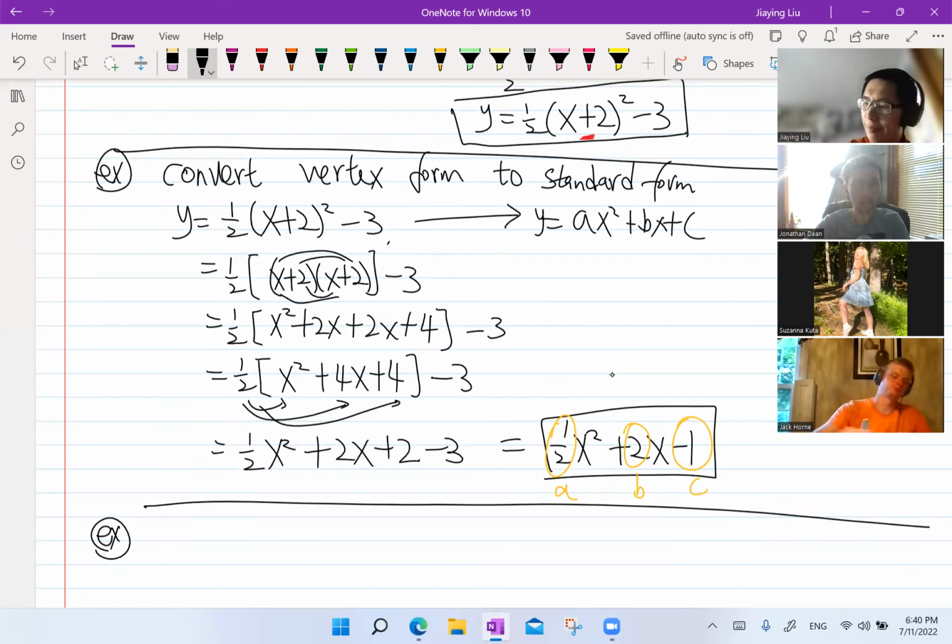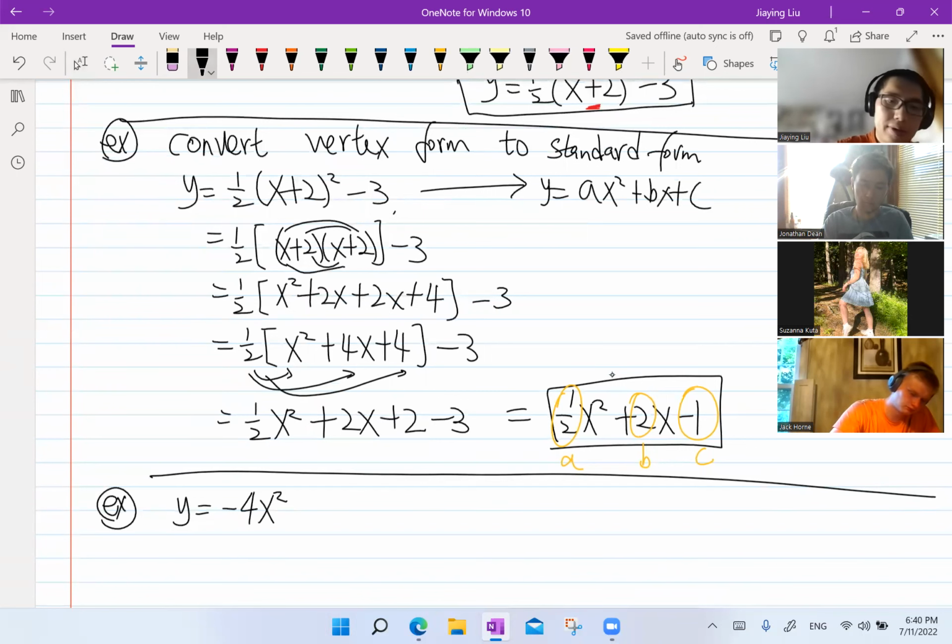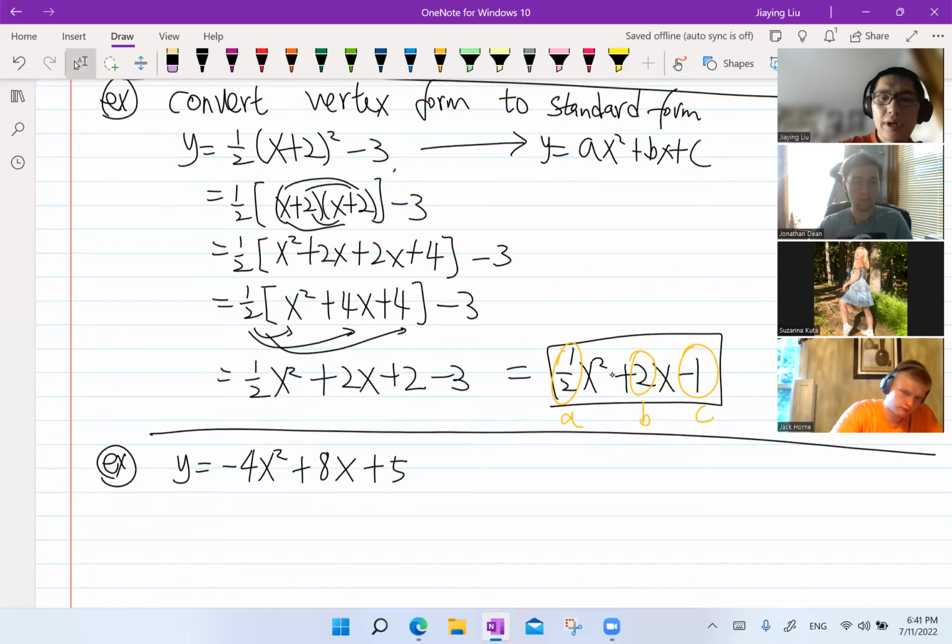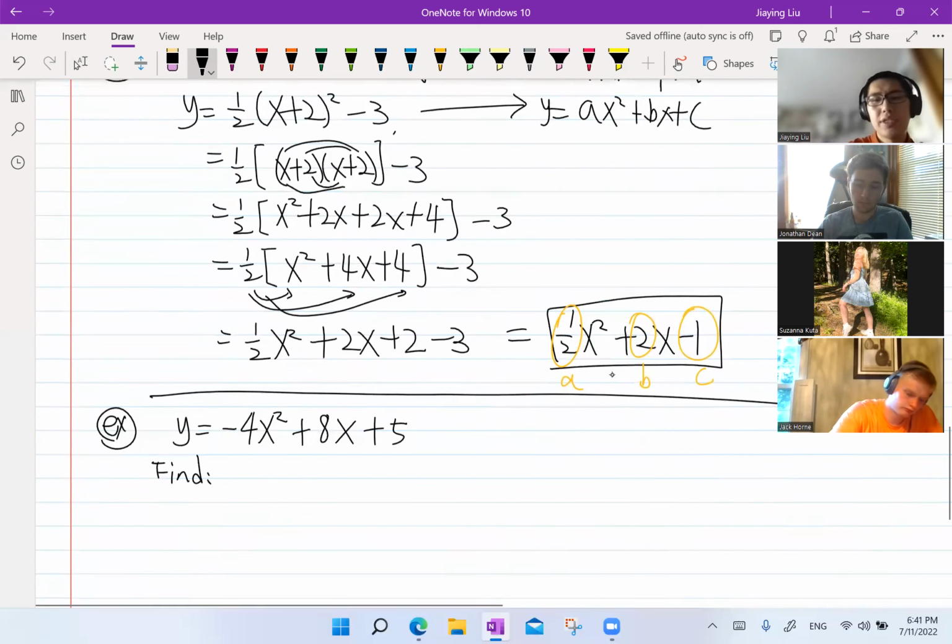So let's see, we have y equals negative 4x squared plus 8x plus 5. Hope the numbers work out well. Apologies for that. Okay, so let's leave it there. Given this example, what we're going to do is find the following. Well, we're just going to go down the list, right?